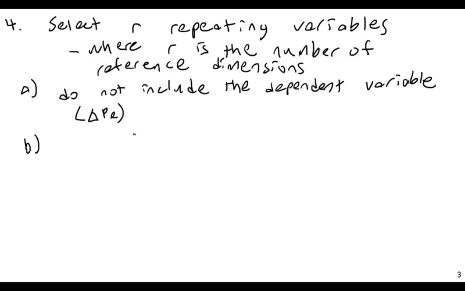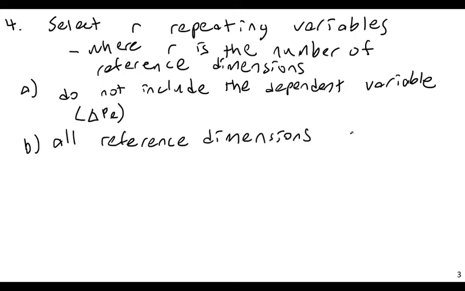Second, all reference dimensions must be represented in the repeating variables. That doesn't mean they have to be present in each of the repeating variables, but all reference dimensions must be represented at least once.